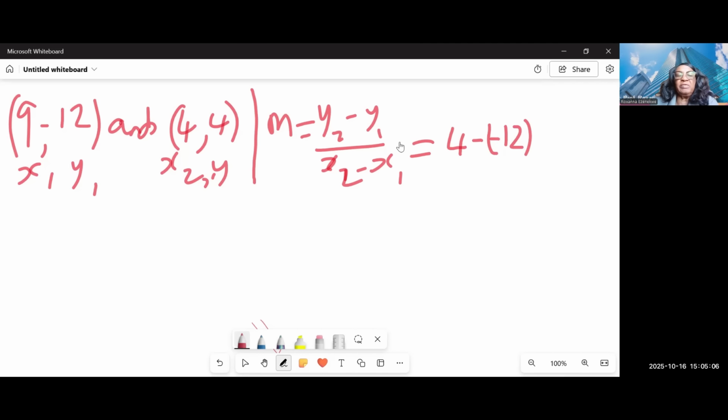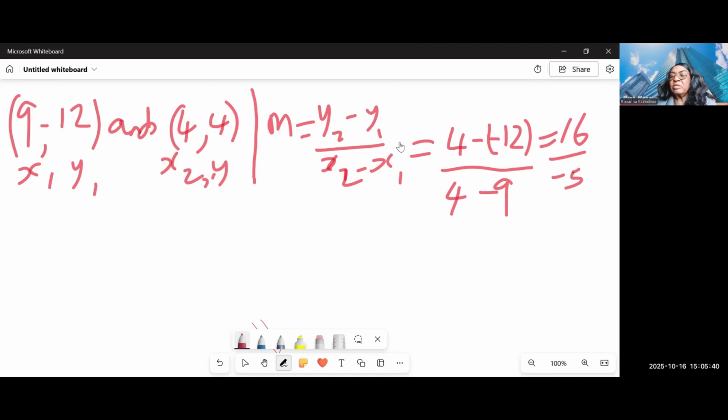That was a negative, and y2 is negative also, all divided by x2. My x2 is 4, and my y2 is 9. So 4 minus a negative is plus. 4 plus 12 is 16. So 16 divided by 4 minus 9 is negative 5.